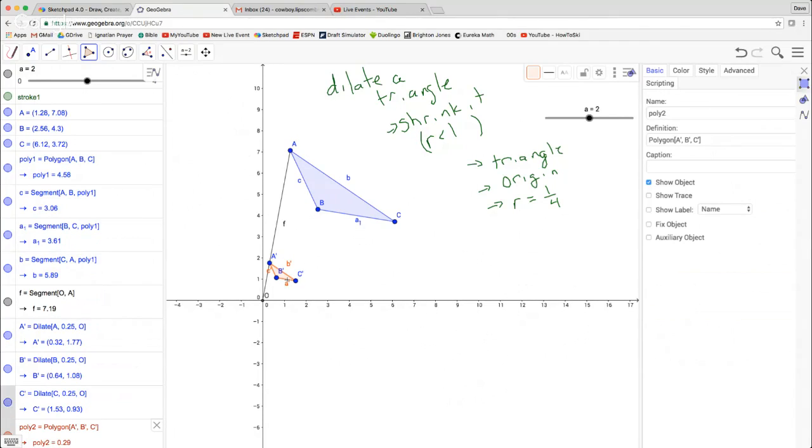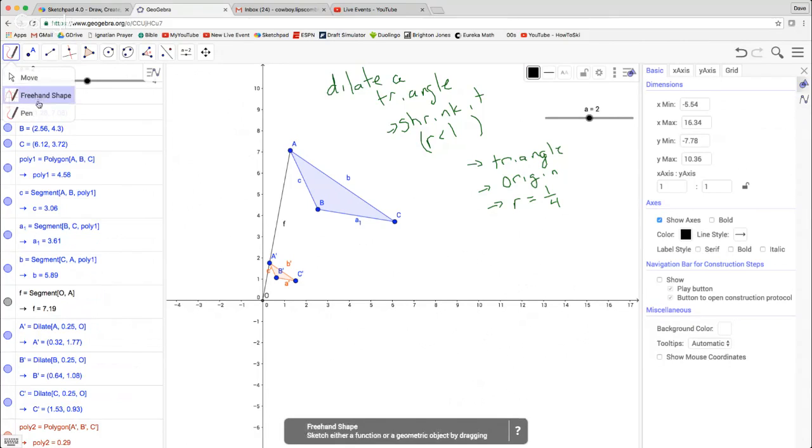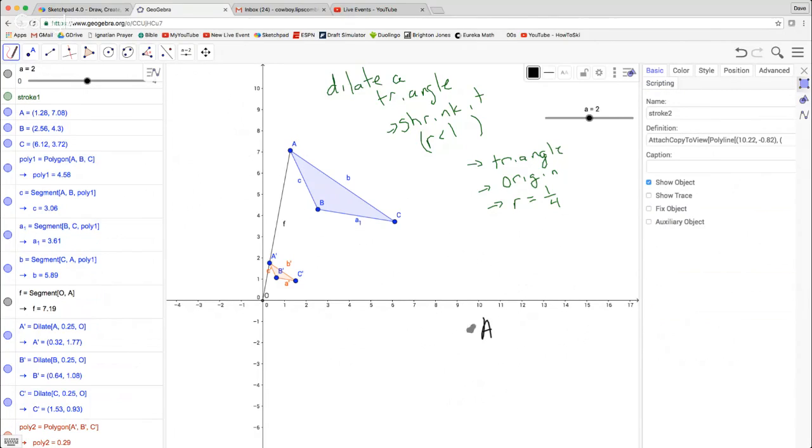And what I was going to say is that each one of these angles, angle A and angle A prime are the same measure, as are angle B and angle B prime and angle C and angle C prime. These are all the same measure. Okay, and you can look at it and you can kind of see that.